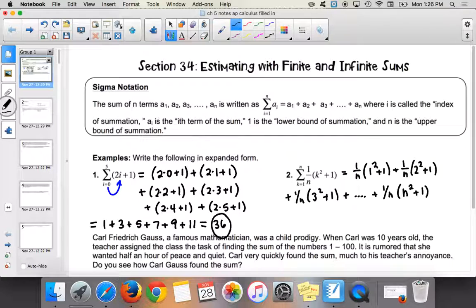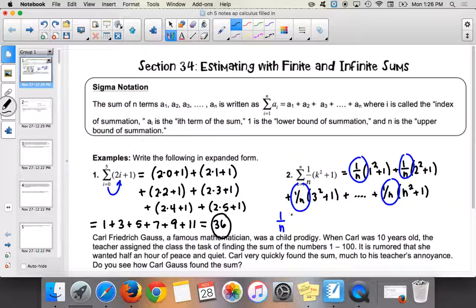With summation notation, we can sometimes rearrange our terms and pull things out. Do we have a GCF for all of these different things? What's in common to all of them? Yeah, the 1 over n. Do you guys see 1 over n, 1 over n, 1 over n? So we can pull a 1 over n out. Then we just have 1 squared plus 1, 2 squared plus 1, 3 squared plus 1, and so on.